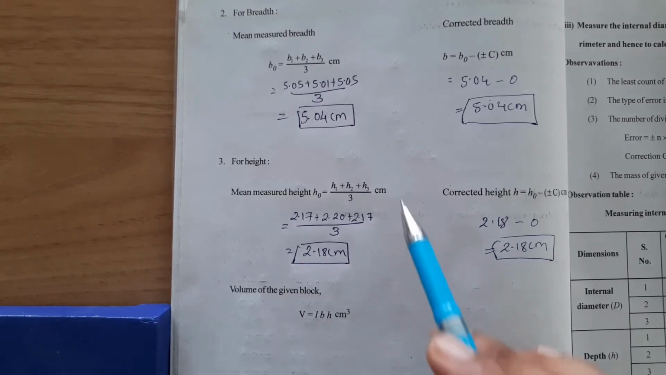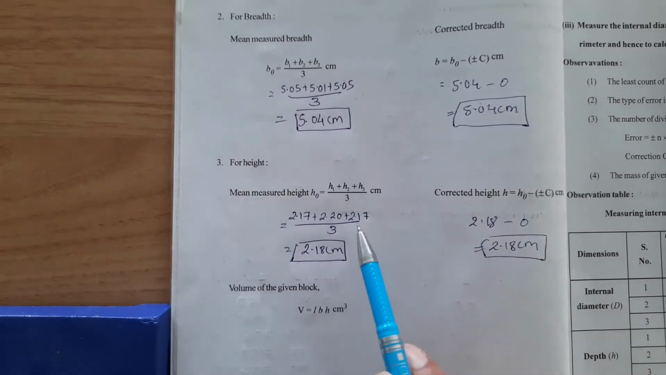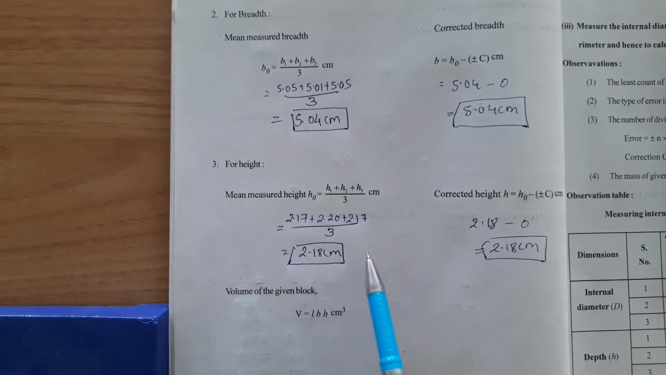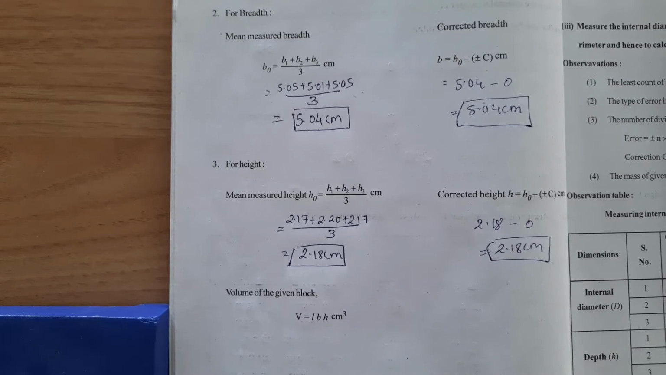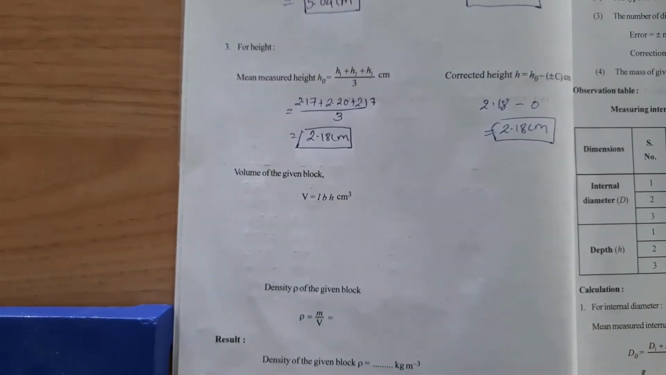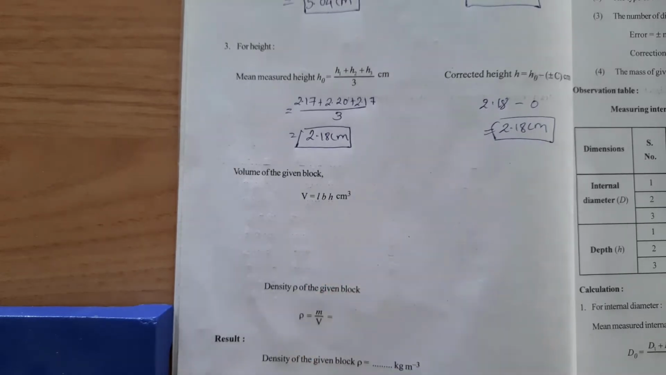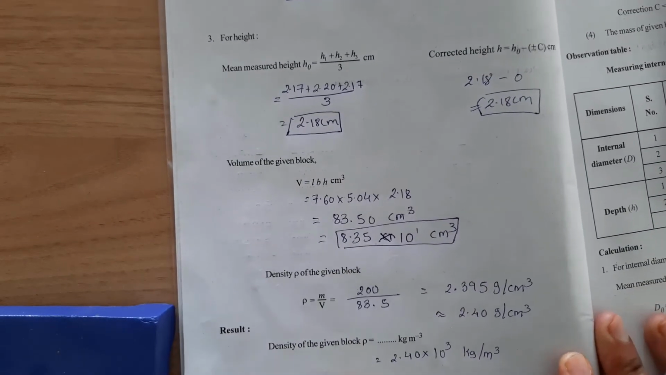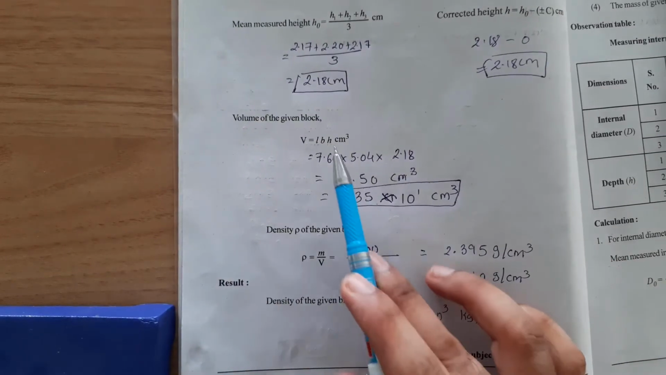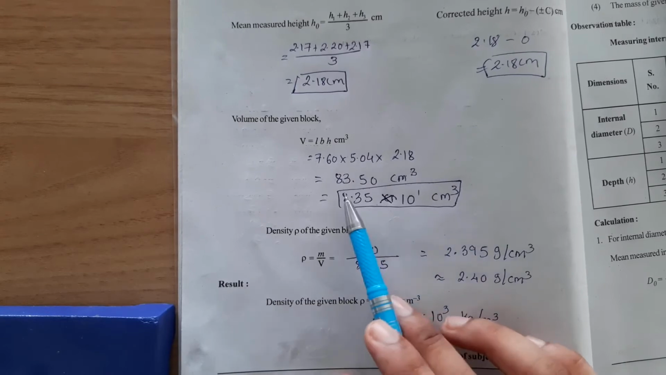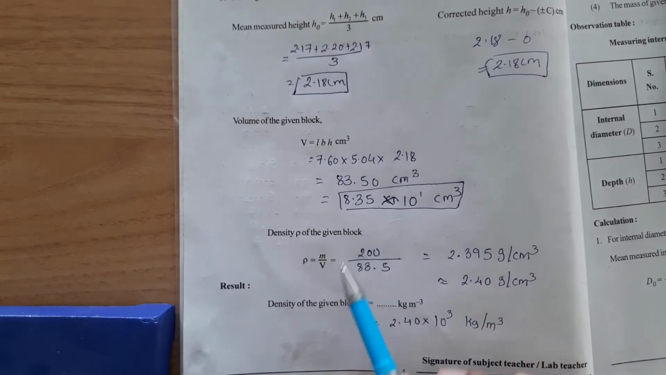Calculating the average breadth and height, we are going to get 5.04 centimeter and 2.18 centimeter. Next, we can calculate the volume of the block by the formula L times B times H. Hence, we are getting the volume as 8.35 into 10 raised to 1 centimeter cube, or 83.5 centimeter cube.